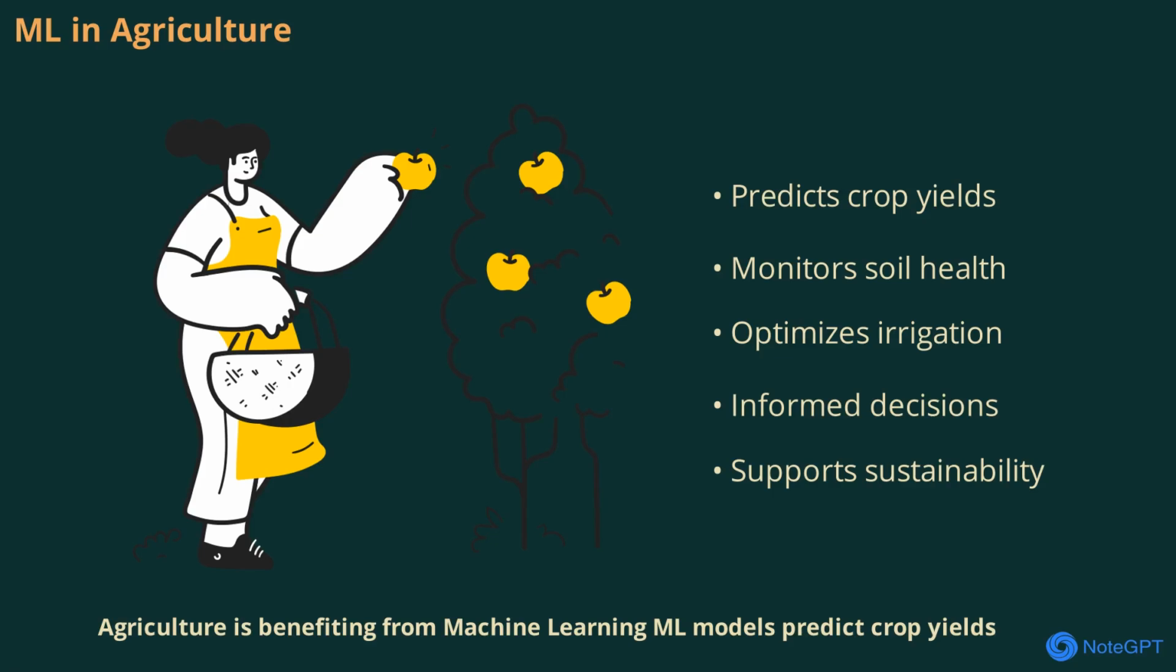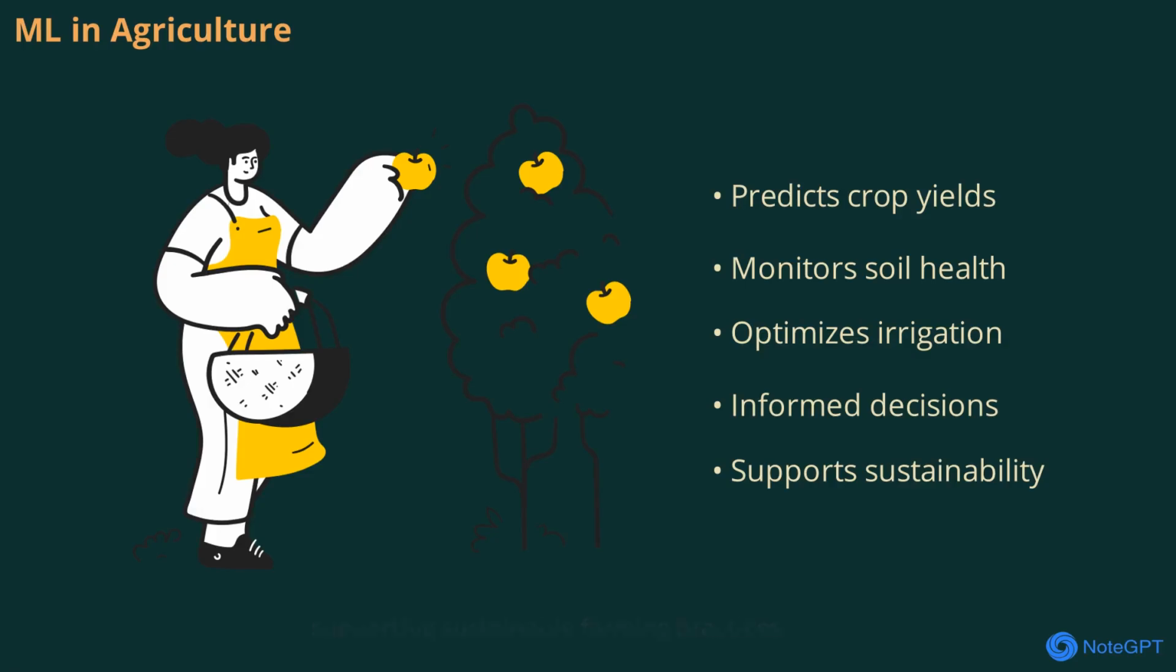Agriculture is benefiting from machine learning. ML models predict crop yields, monitor soil health, and optimize irrigation. By analyzing environmental data, these systems help farmers make informed decisions and improve productivity. The interpretability of ML models ensures transparency in recommendations, supporting sustainable farming practices.